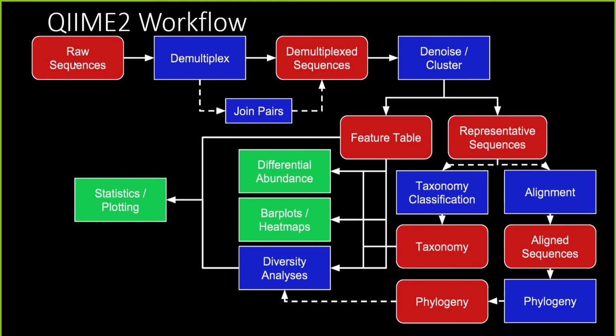And so QIIME2 goes through many different steps. You start with raw sequences, you demultiplex those, join pairs, go on to this next step with these demultiplexed sequences, and then actually do the denoise and clustering. So hopefully we're going to get to this denoise and clustering step. But if you look at this right now, it might just be overwhelming, like, oh my god, too many colors, too many bars. And so I'm just going to try and walk us through this.